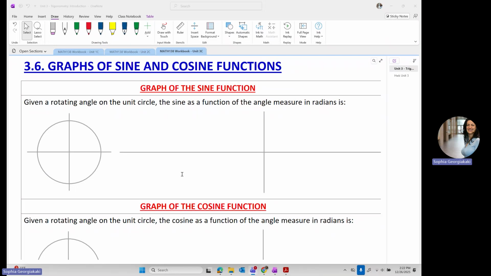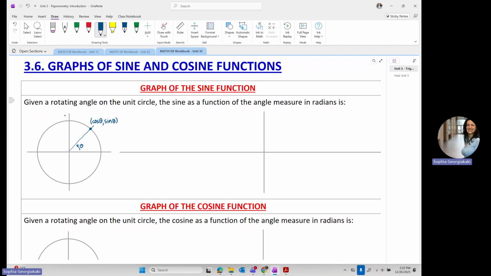So if you remember, when we are on the unit circle, any particular rotation of theta on the circle has a point on the terminal side of the rotation, of the angle of rotation in the unit circle with coordinates cosine theta, comma, sine theta.